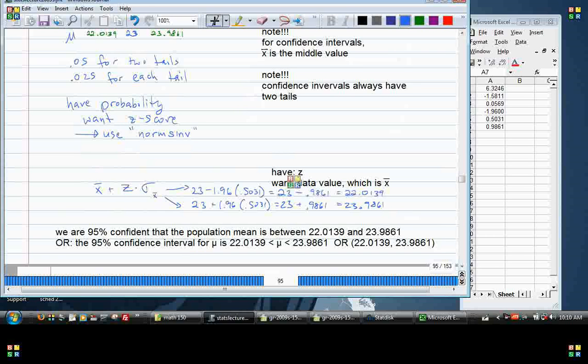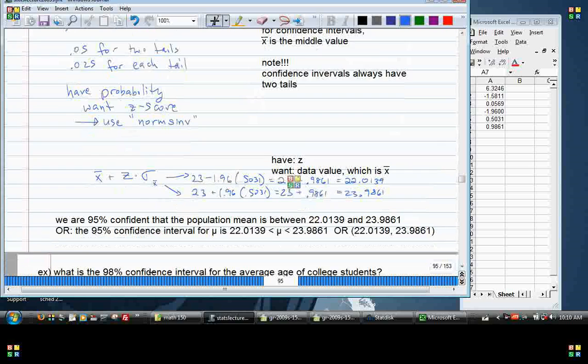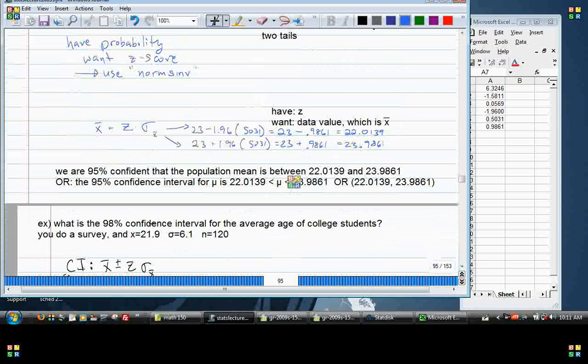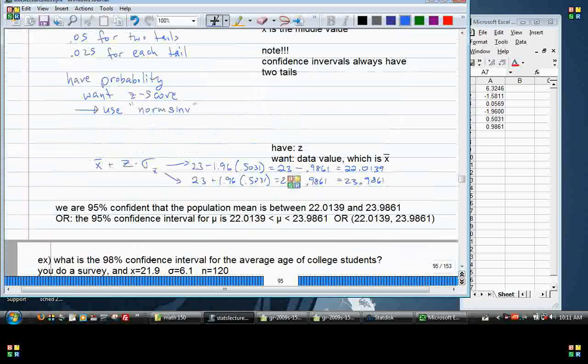Okay, so again, these are called confidence interval questions. Now let's see how to do some of these things. What is the 98% confidence interval for the average age of college students? So you do a survey, you get x bar is 21.9, take sigma to be 6.1 and n to be 120.